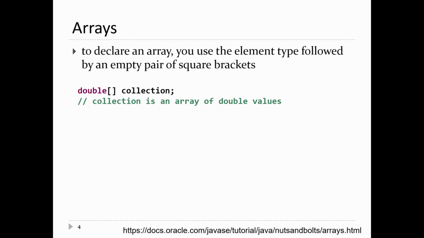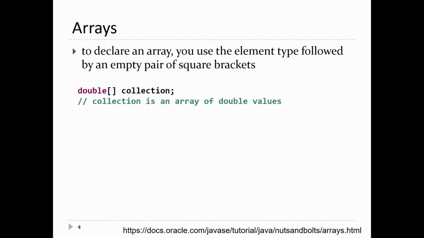You write down the element type that you want to store in the array. So I'm going to make an array of double values. And you put the empty square brackets after the type. If you want to, you can put them after the variable name. I think it's more common in Java to put it after the type.